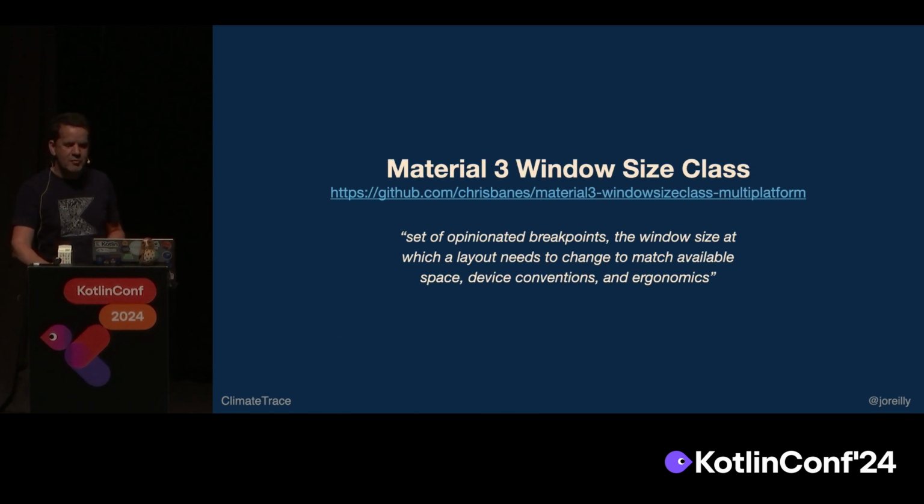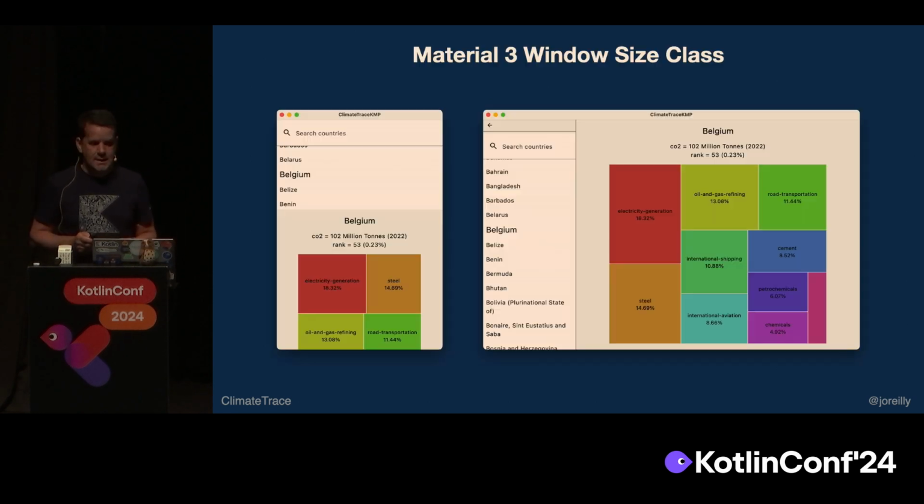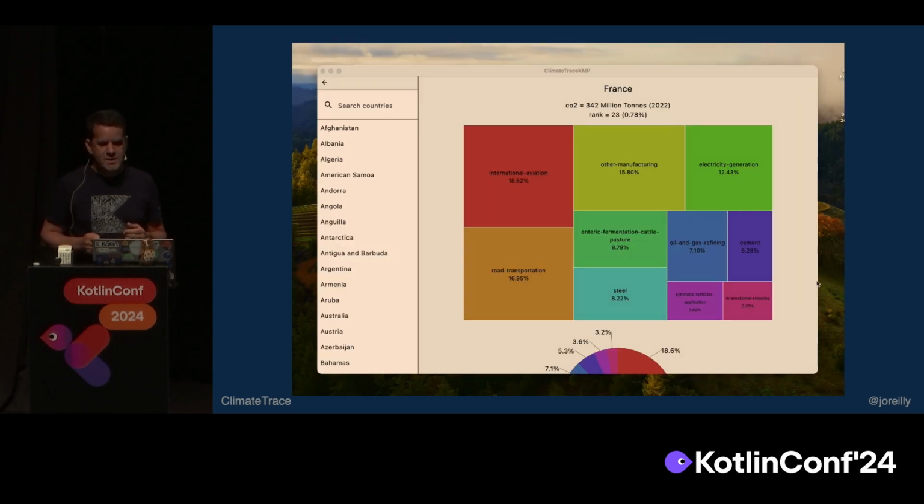Another Compose Multiplatform library we're using is this port of Android's Material 3 window size class library. This allows creating adaptive UIs based on a set of window size breakpoints that we can generally apply across the various clients. And in this example of different layouts, we dynamically show, depending on the screen size, list and detail in a column on the left, and then showing in a row as the window is resized. And we see this in action as well here.